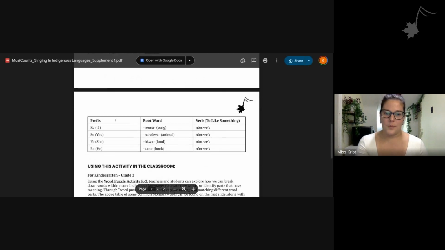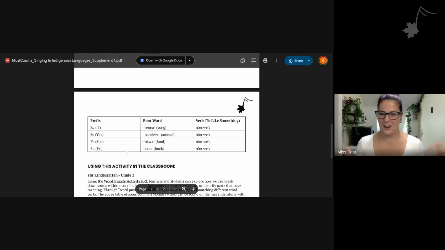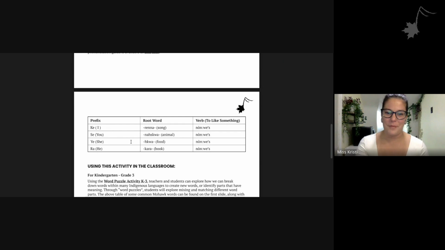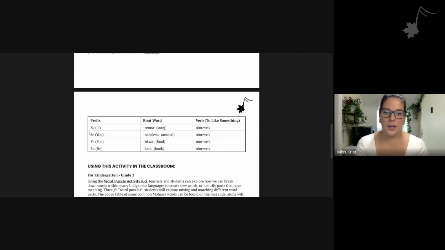And here's an actual chart. I provided 4 prefixes, and there are over 50 prefixes in the Mohawk language. These are only 4. So you can imagine the actual extent to how interchangeable these words are. But this activity is just a simple way to get your minds wrapped around it, and the students' minds too. Here are 4 prefixes, 4 root words, and the verb is the same, because that's the most versatile one. So I, you, she, he can like a song, an animal, a food, or a book.